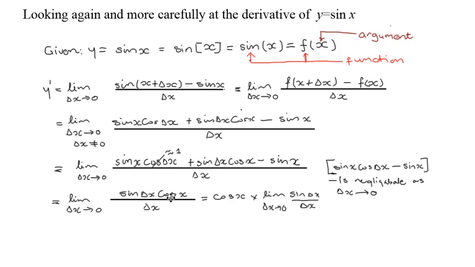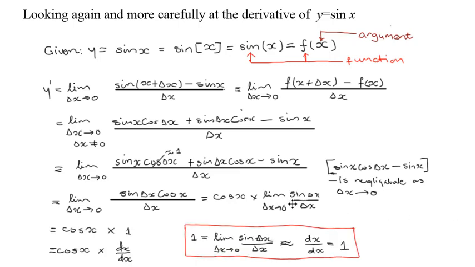Then again here we notice that cosine x does not depend on delta x. Using again the laws of limits, we can take this cosine x outside the limit and then calculate this special limit, which we know already is equal to 1. Looking only at this limit being equal to 1, we can again interpret that as dx, which is the derivative of x with respect to x.